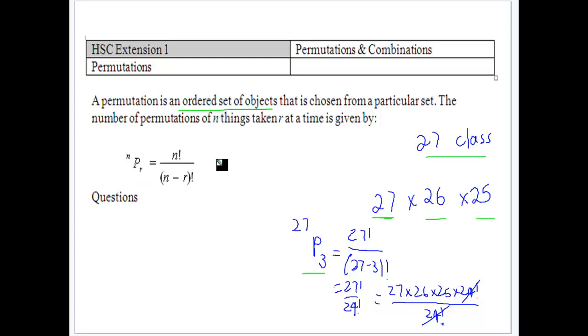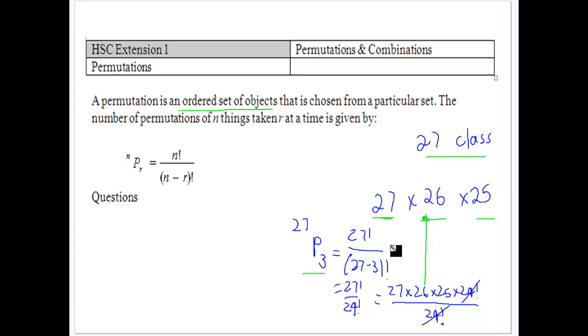But the idea is that a permutation is an ordered set. So the idea here is we say 27P3, which would be 27 factorial over (27 minus 3) factorial, or 27 factorial over 24 factorial. Which means that if we wrote 27 factorial as 27 times 26 times 25 times 24 factorial, the 24 factorials cancel, leaves us with that 27 times 26 times 25 that we were talking about there. So we can do it either way.